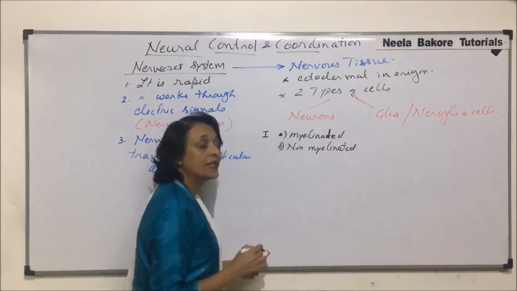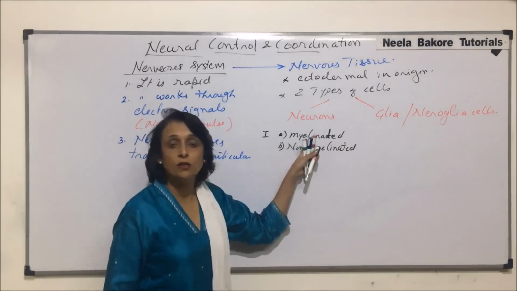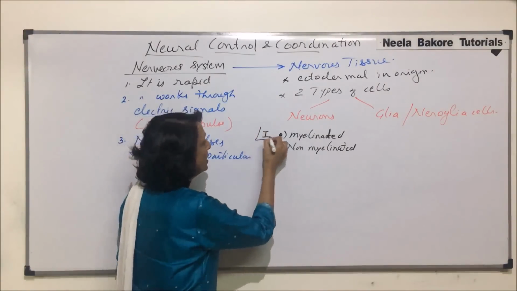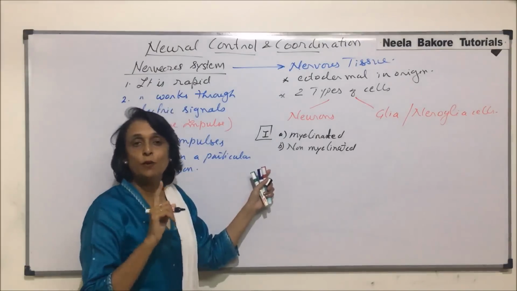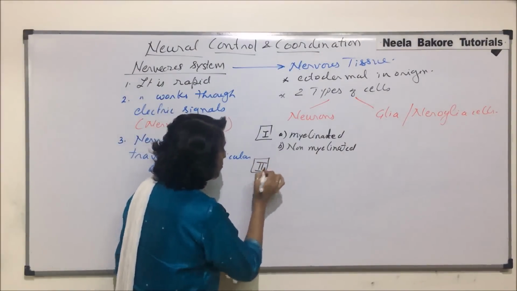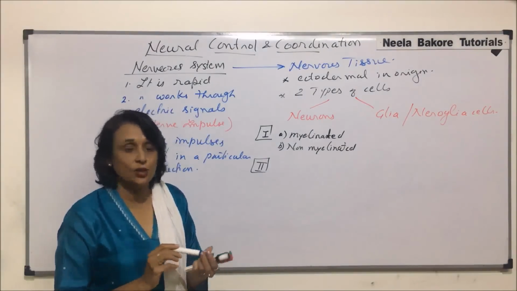That means if this sheath is present on the axon, we call them myelinated neurons, and if myelin sheath is not there, then they would be called non-myelinated. This is one way of classifying neurons. The second way of classifying neurons is on the basis of their function or nature.